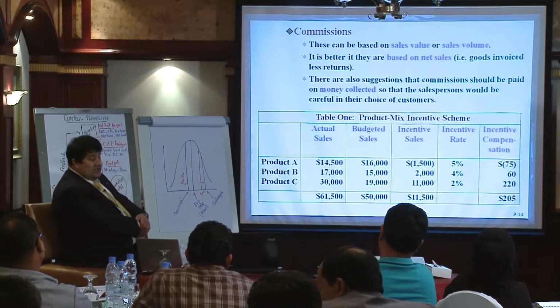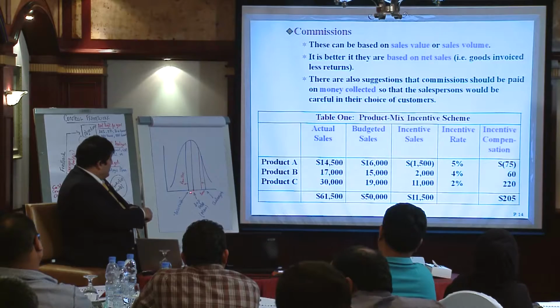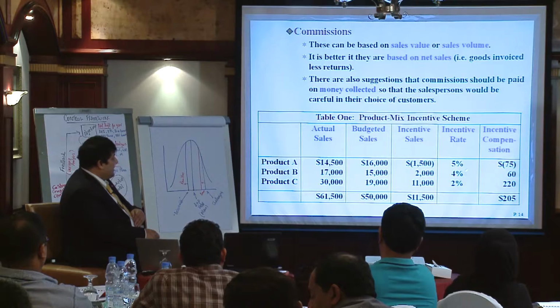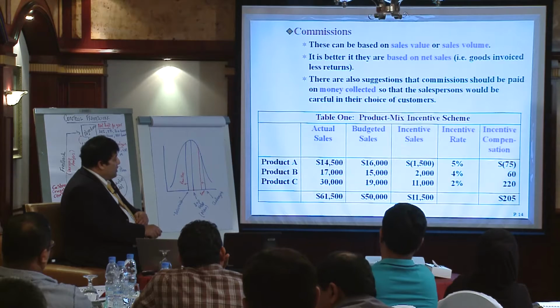The budget was 50, and they were easily able to beat the budget. But this one, obviously product A is a bit difficult to sell. So there's an incentive rate here of 5%, but there's a negative because they've gone under budget. Penalties apply where targets are not achieved. So this person takes home an overall commission, but by not selling up to target on product A, that has got a negative figure.